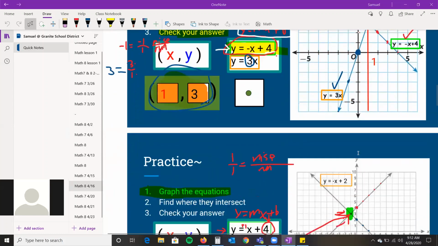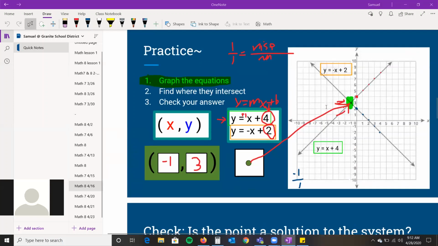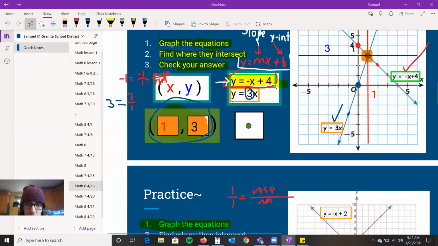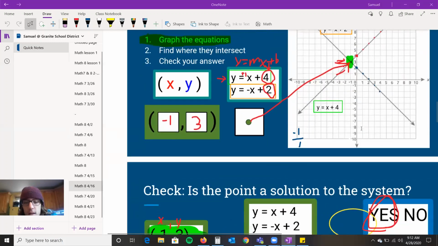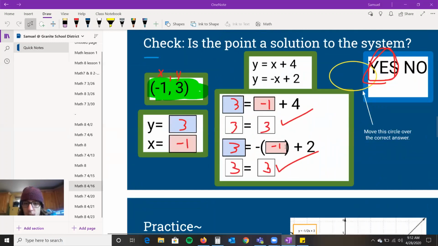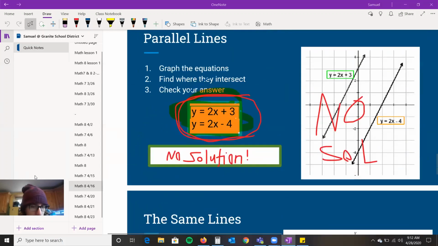And then the next day they were all problems saying, if they're already graphed, where would we put the solution? What would the solution be? It's always just going to be where they intersect, (-1, 3) on this one. That was where we went next.